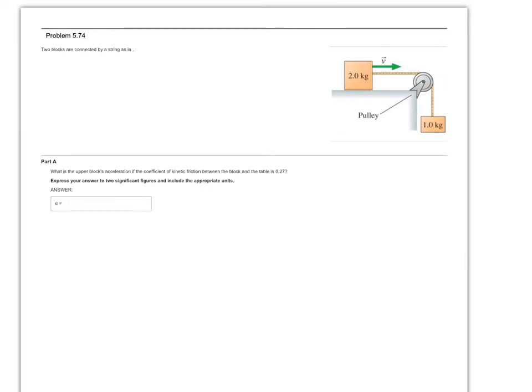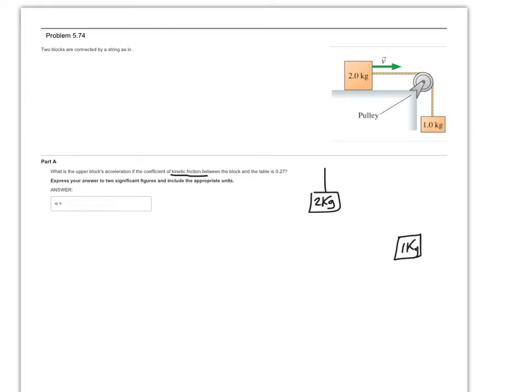Moving on to the next one here, we have a pulley system with a 2 kilogram block on a table being pulled by a hanging 1 kilogram block. We do have friction here between the table and the 2 kilograms, so we're going to need to account for that. I'm going to start by first drawing my free body diagram.